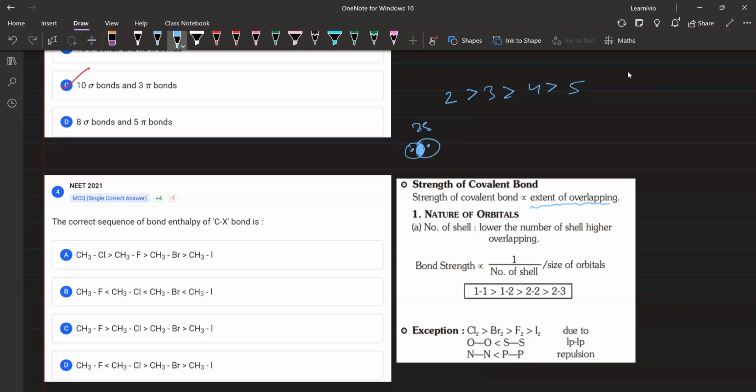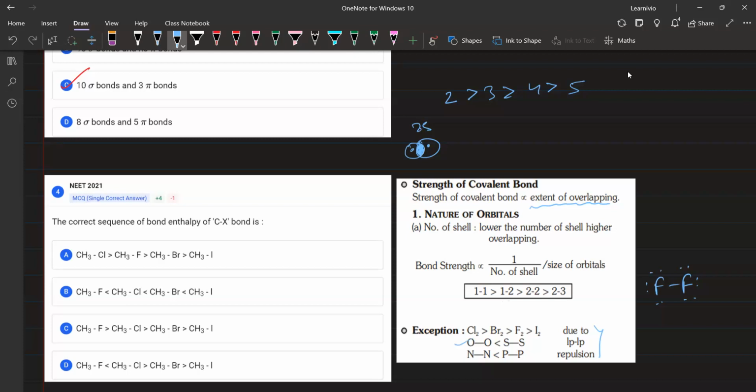There are a few exceptions. The exceptions are in Cl2, Br2, F2, and I2. The exception here is because of lone pair repulsion. For example, if I take fluorine, then this bond is very good, but because of the lone pairs that we are having here, these lone pairs repel each other, and when they repel each other, the bond is going to break very easily.